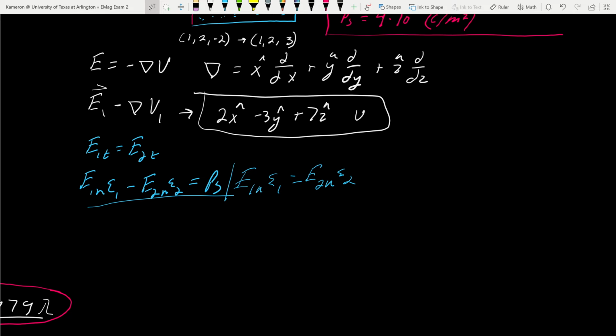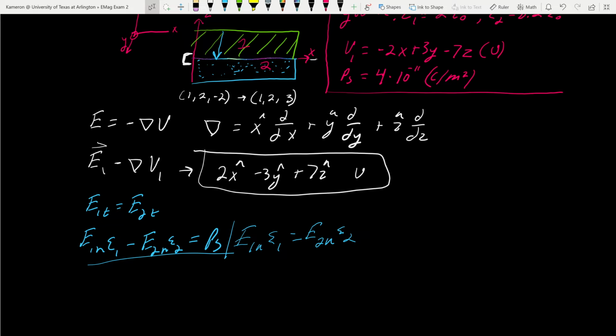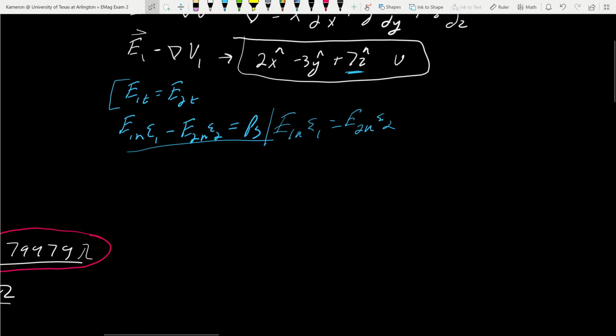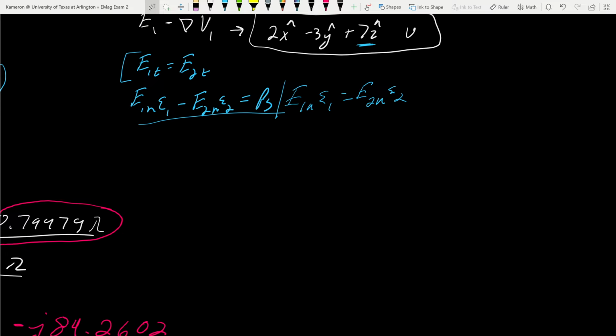Since our tangential components are the same, given right here, that means our X and Y components will be the same. So the only thing that's going to change here is the Z component. So if we plug that in and solve for E2 of N, it is equal to E1 of N times epsilon 1 minus rho of S, divided by epsilon 2.